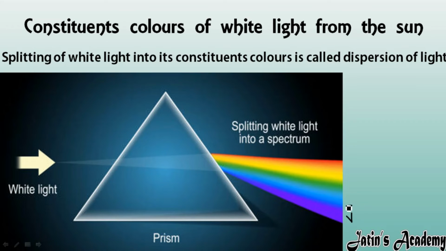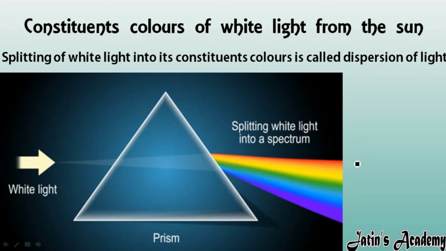VIBGYOR means violet, indigo, blue, green, yellow, orange, red. These are the 7 colors we obtain from white light. So white light is a mixture of the 7 colors of VIBGYOR. Here you can see violet at the bottom and red at the top. Violet deviates with a larger angle, but red light deviates with the least angle.